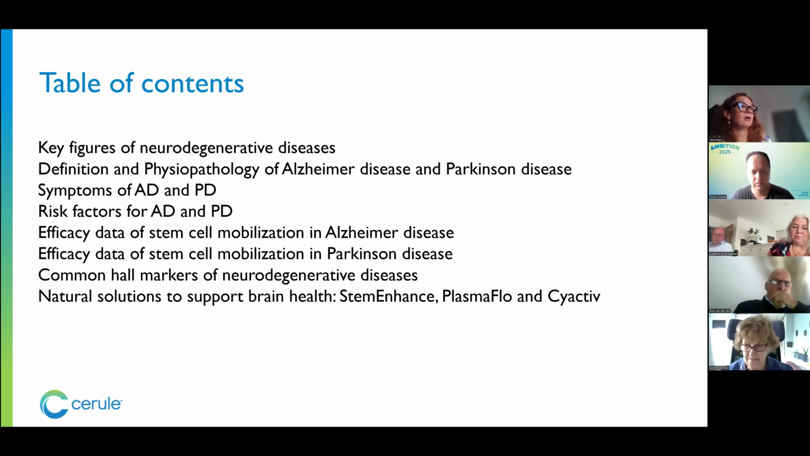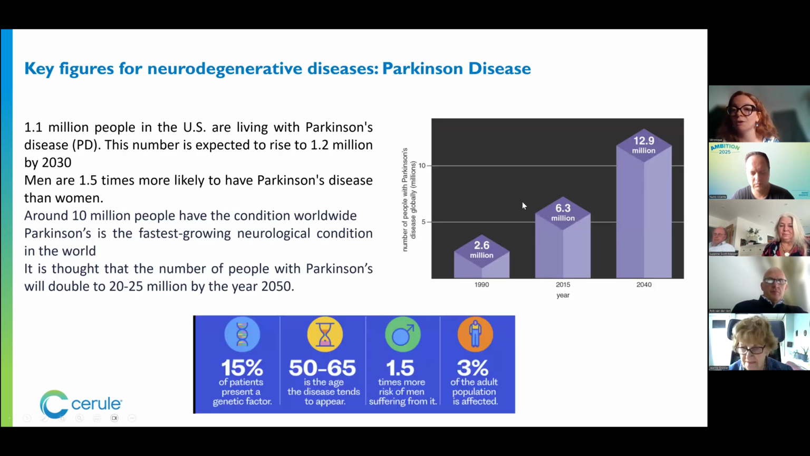And after we'll present the preclinical data and the clinical data on stem cell mobilization for both pathologies. So we will see if there is any data for this stem cell mobilization. We will also see the common hallmarks of neurodegenerative disease that will explain why the natural solutions such as stem enhance, plasma flow, and selective are relevant for this type of pathology.